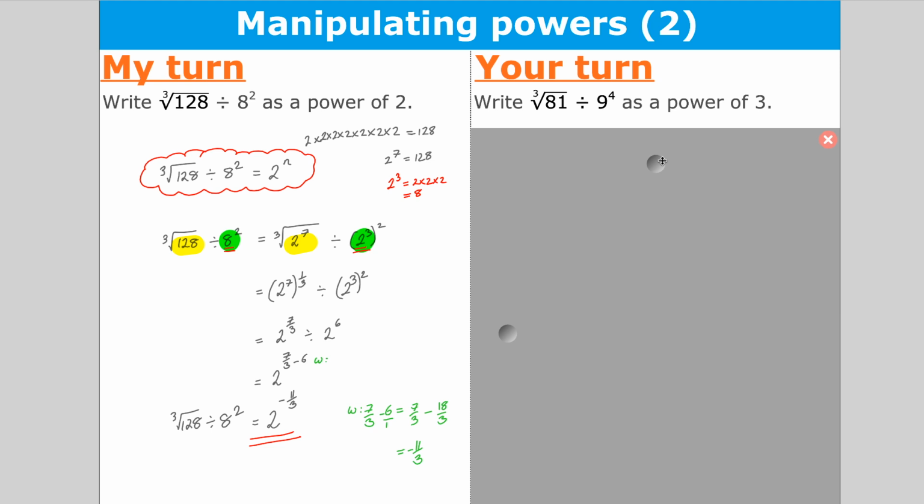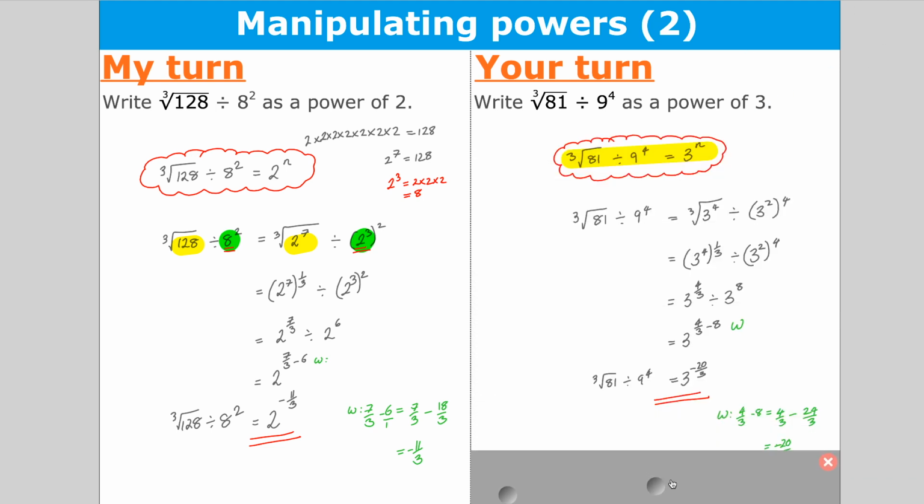I'm really, really pleased that some people can do this stuff. So obviously there's a few mistakes in the chat. Maybe it's to do with fractions, combining fractions, I think. But here is the answer I got. 3 to the power of negative 20 over 3. So yeah, that was really tricky, really tricky. I'm really happy that some of you could get there.